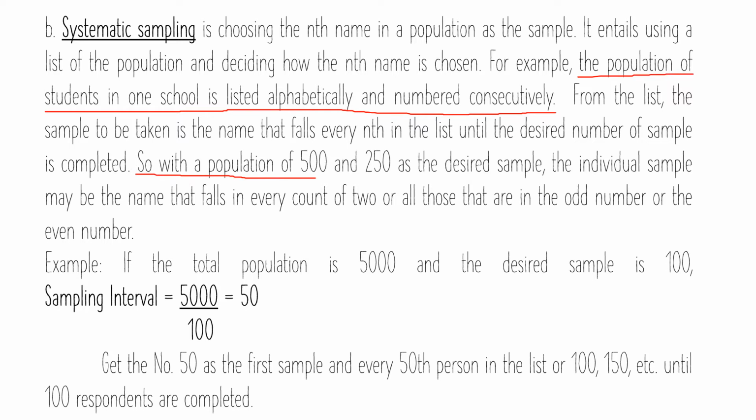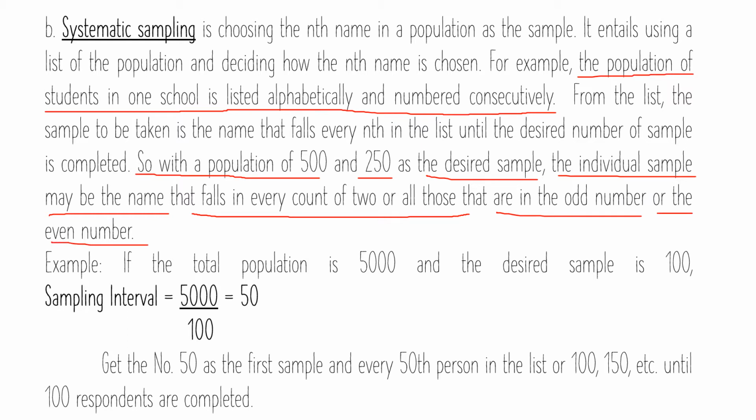So with the population of 500 and 250 as the desired sample, the individual sample may be the name that falls in every count of 2, or all those that are in the odd number or the even number. For example, if the total population is 5,000 and the desired sample is 100, then your sampling interval will be equal to the total population over your desired sample. So therefore, that will be equal to 50.